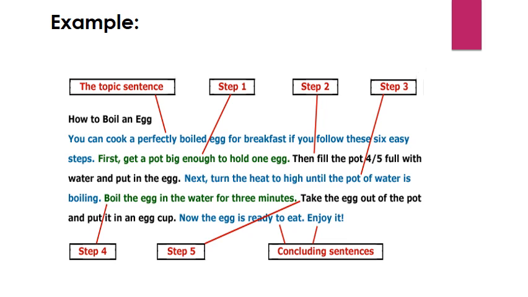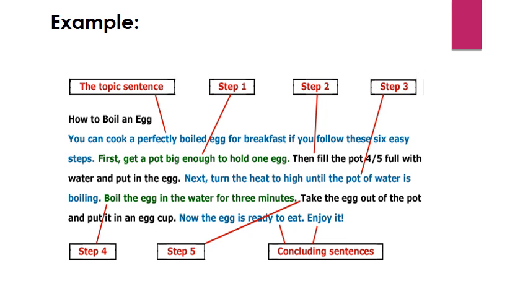For sure, as you know, we have to start our writing with a topic sentence. Then I have to add the details. Here the details are the steps to perform a certain task. Then for sure I should end my paragraph with a concluding sentence. For example, you can cook a perfectly boiled egg for breakfast if you follow these 6 easy steps. So the topic sentence here tells us what the task is, which is boiling the egg, and how many steps we have to follow, which are 6 easy steps. So the details should be these 6 steps.